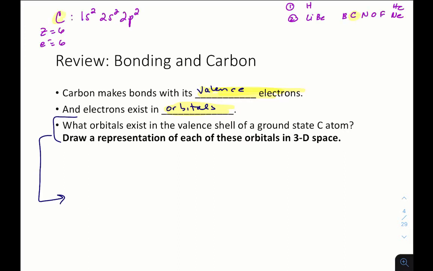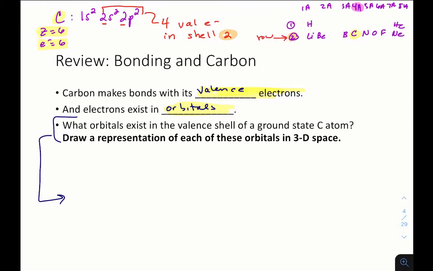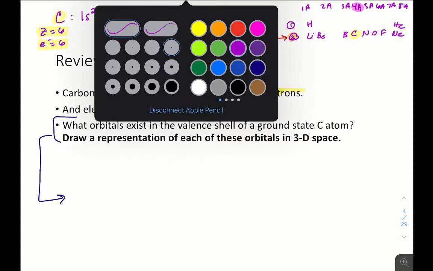Carbon has atomic number 6, so a neutral atom has 6 electrons. The electron configuration is written here. The valence shell, the highest energy shell for carbon, is shell 2. There are 4 total electrons in carbon's valence shell. From the periodic table, you can glean all of this information. Carbon is in row 2, thus its valence shell will be shell 2. Also, carbon is in group 4A. So we remember without drawing the electron configuration that carbon will have 4 valence electrons.